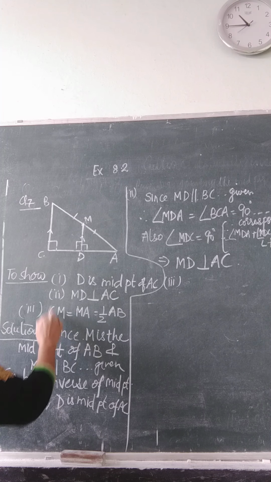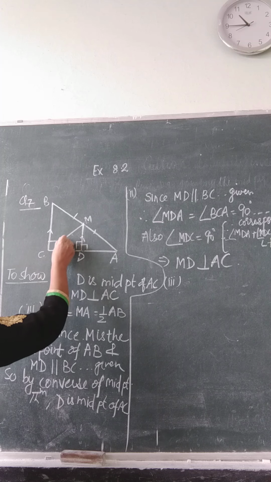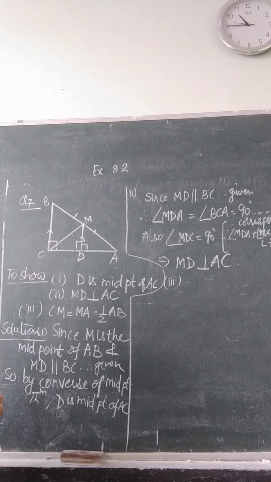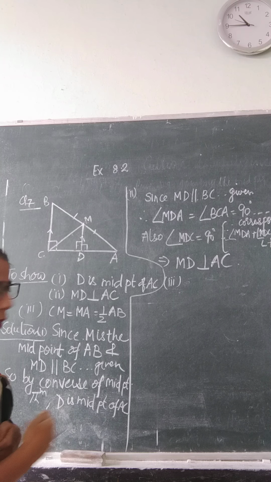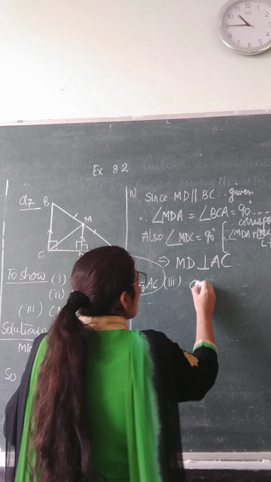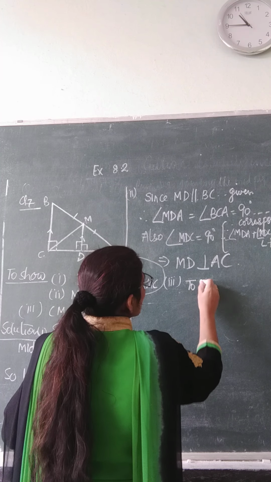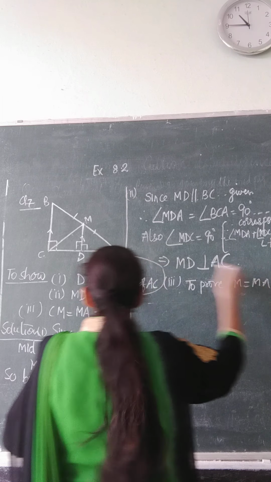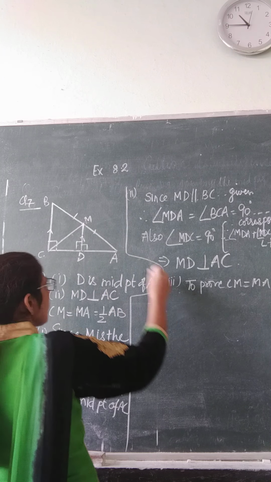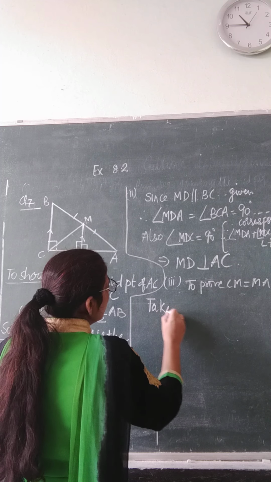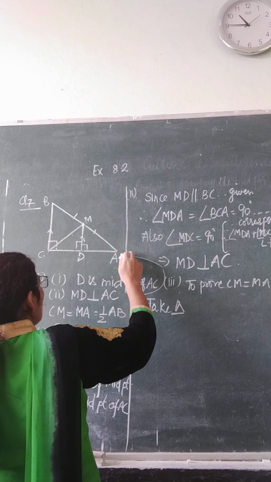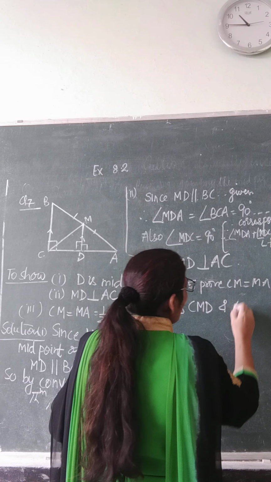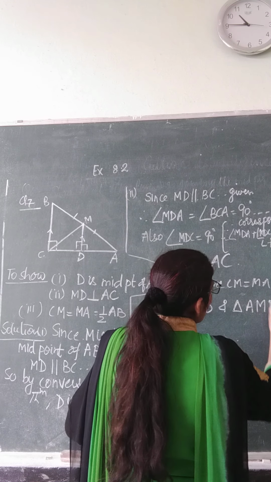It is to be proved that CM... so I will have to join. I have to prove CM is equal to MA, and MA is equal to half of AB because M is the midpoint. So to prove is CM is equal to MA. I will take these two triangles, this and this triangle. Take triangle CMD and triangle AMD.